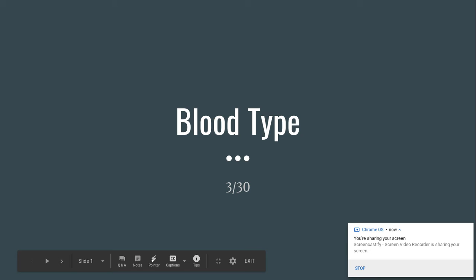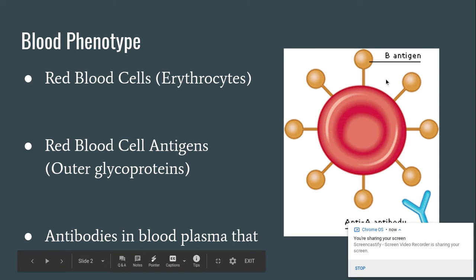We're going to talk about blood type today. When I talk about blood type, that's really short for blood phenotype. This is the exact physical structures that are on the erythrocytes, the red blood cells. Now, the red blood cells have the antigens. From here on out, I'm going to say antigens, but don't forget those are those glycoproteins on the outside of the cell. You do have antibodies in your blood based on the opposite type.